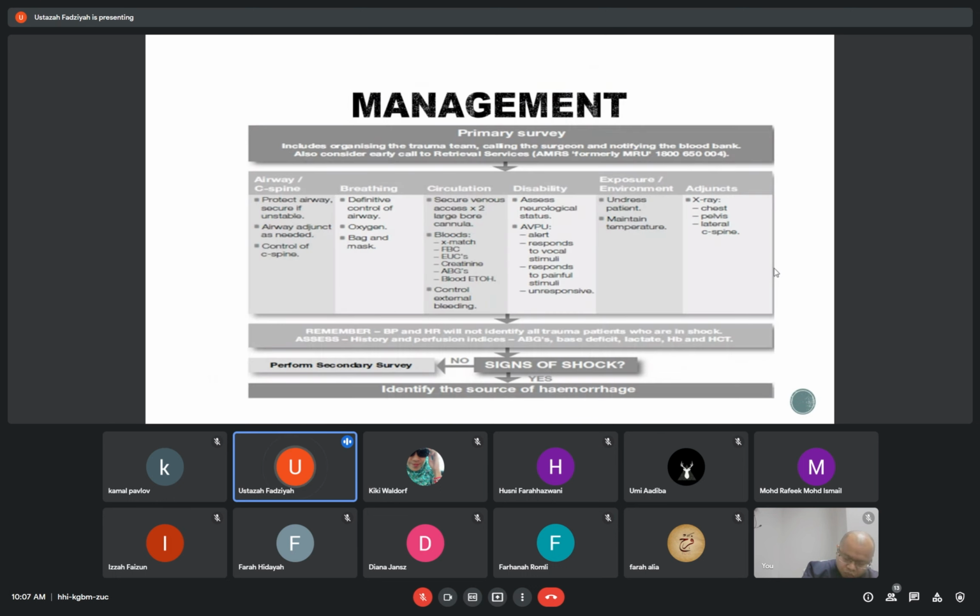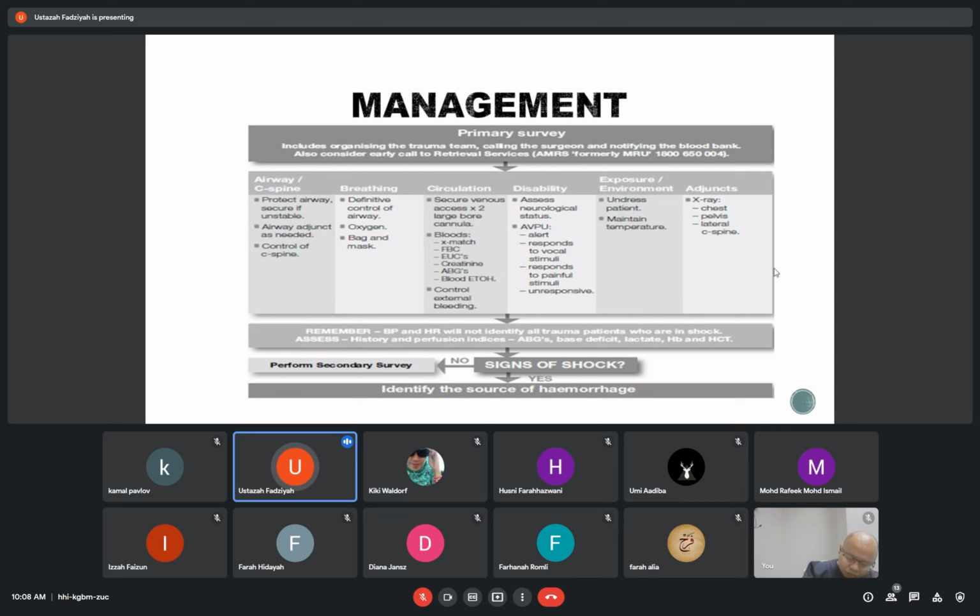So we go for the management. We have a primary survey. So this primary survey, we start with A, B, C, D. So for the airway, ensure the airway is protected and the breathing, we can provide the oxygen. Circulation, ensure that there is 2 large bore cannula lah. And then take for all the investigation. And then disability, assess for the neurological status. And then exposure or environment, expose the patient and maintain the temperature. And then adjuncts we can do for the radiology, chest, pelvic, and spine lah.